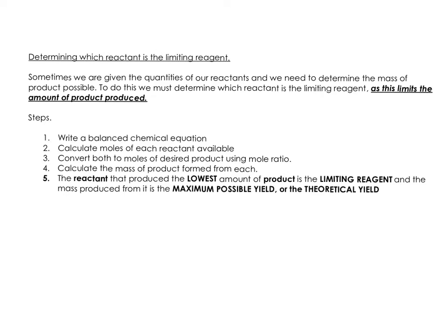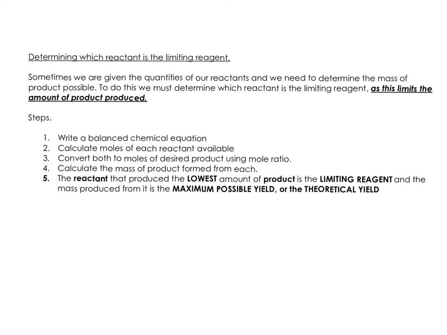So there are a couple of different ways to figure out which reactant is the limiting reactant. Sometimes we're given the quantities of reactants, and we need to figure out the mass of product. Or we have the mass of product, and we need to figure out how much reagent we need. To do this, we must determine which reactant is the limiting reactant, as this limits the amount of product produced.